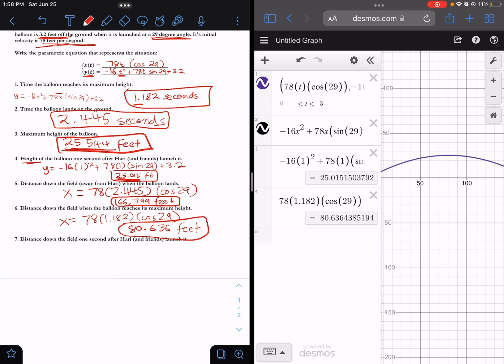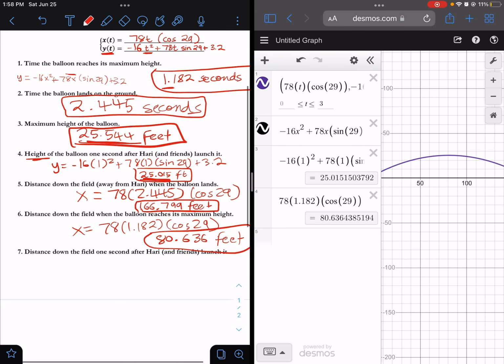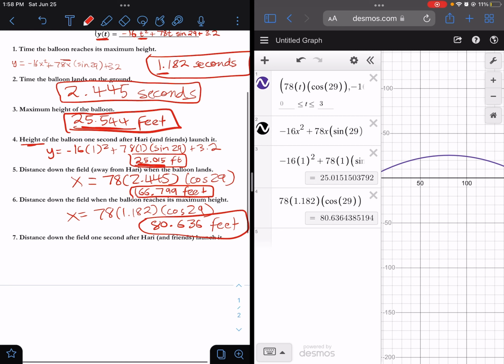Distance on the field 1 second after Harry and his friends launch it. So we already know the time. Okay, we don't have to figure anything out because we already know the time, so we just plug in 1 into our equation. 78 times 1 times the cosine of 29.